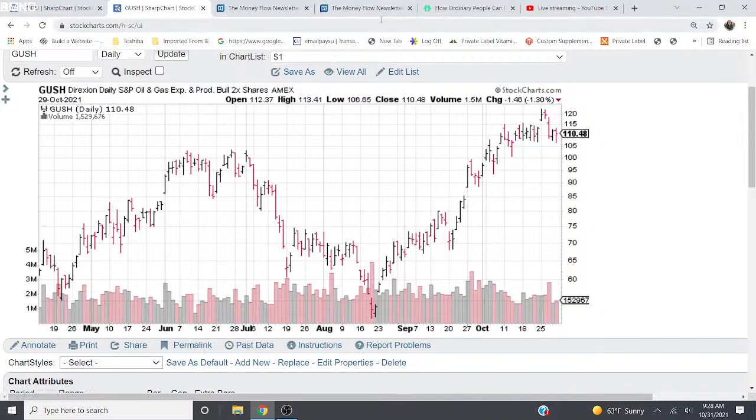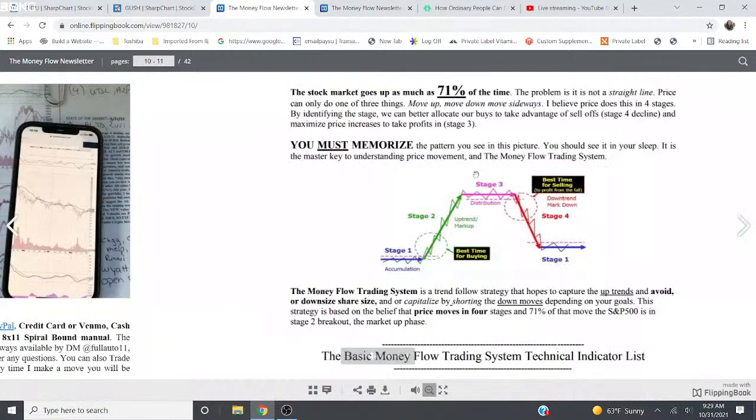But what we can know is this basic concept that the stock market goes up as much as 71% of the time. The problem is it's not a straight line. Price can only do one of 3 things. It can move up, it can move down, it can move sideways. I believe that it does this in 4 stages. By identifying the stage, we can better allocate our buys to take advantage of sell-offs, which are stage 4 declines, right? Price moving down, and maximize profits or price increases to take advantage of stage 3s.